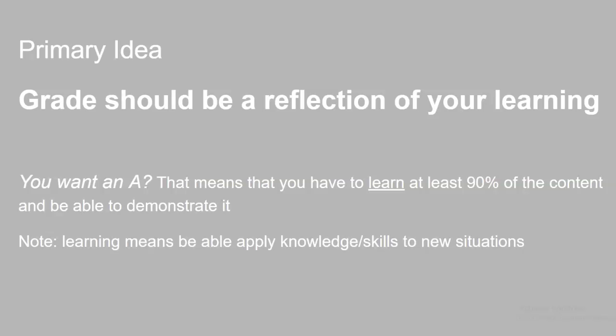The primary idea here is that grade should be a reflection of your learning. Okay, so think about that. Grade should reflect your learning. So for example, if you're striving to get an A, that means that you have to learn at least 90% of the content and be able to demonstrate it.